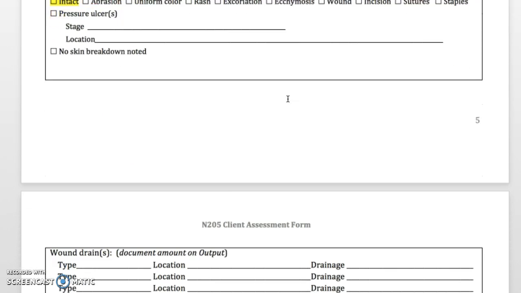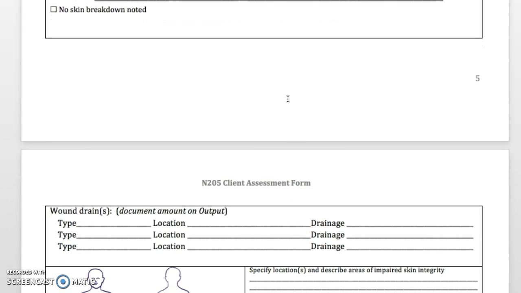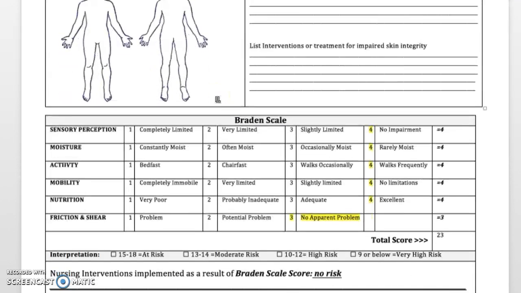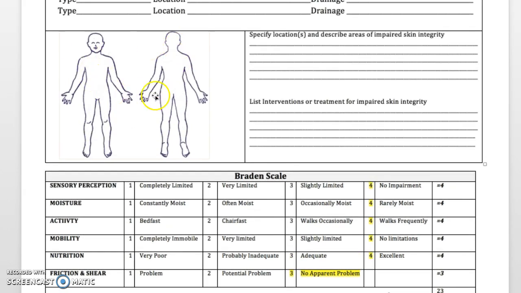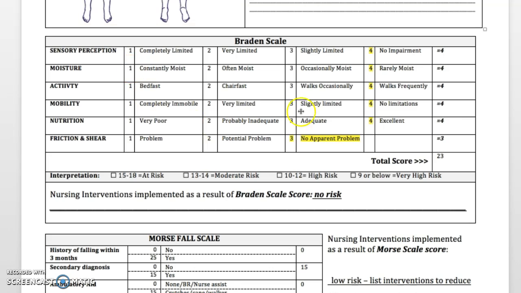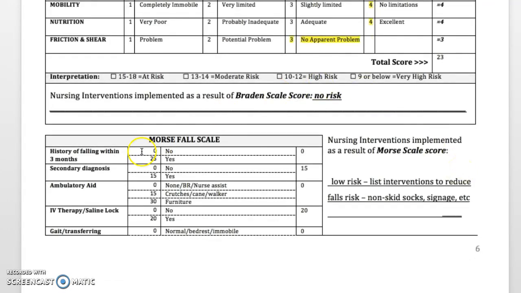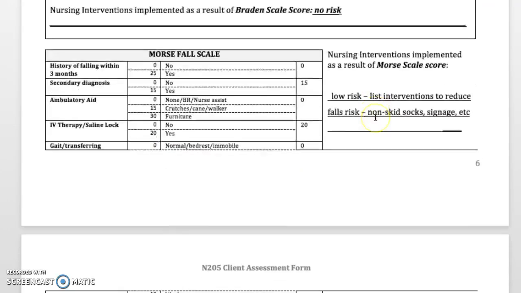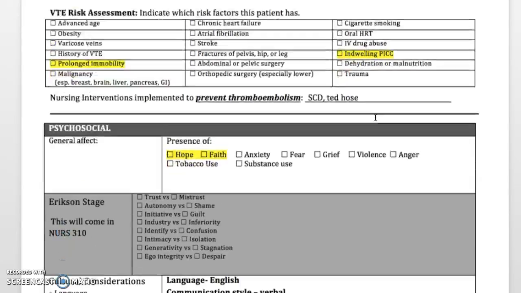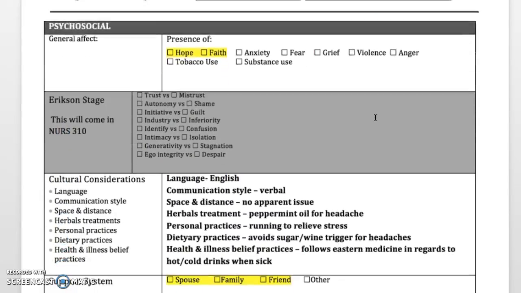Skin, uniform, warm, intact. If you've got problems with your skin, you need to describe that. And then you'd use this fun little diagram person here to document on the patient. You know how to do a Braden scale, so make sure you do that. Circle your numbers here and then write them to the side and calculate your score. Figure out if you need to do any interventions. Same with the Morse Fall scale and the VTE risk assessment.